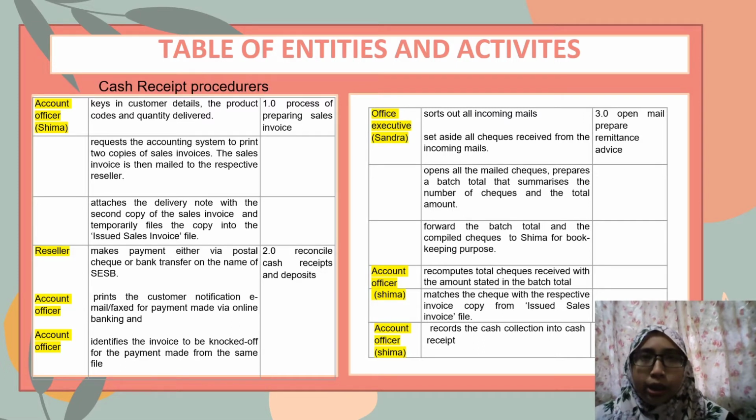Next, we go to the cash receipt procedure, which handles all cash collection from the reseller. As the General Manager of SESP indicated, the account unit has adopted accounting software for managing accounting records related to the sale transaction. So here we can see 4 entities involved, which are the account officers, Shima and Ashila, the reseller, and the last one is the office executive, Sandra.